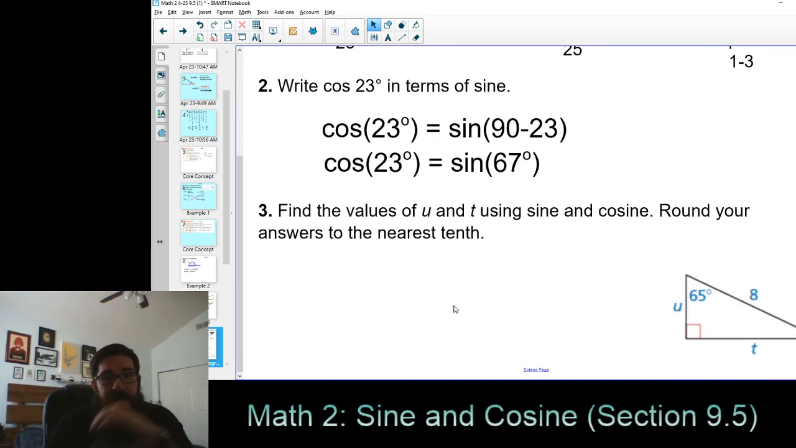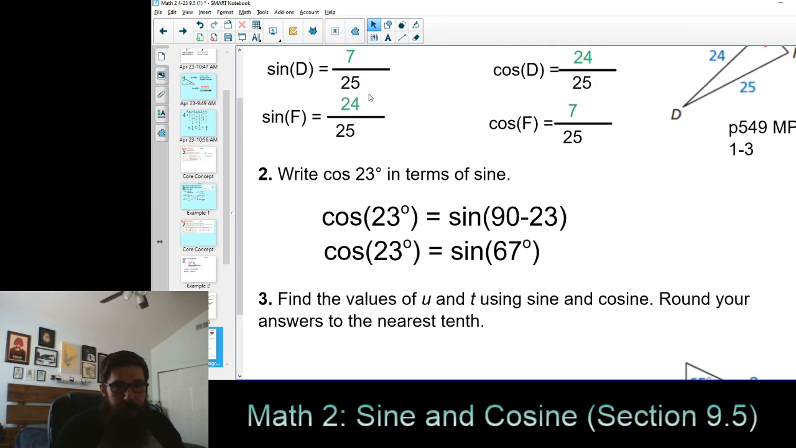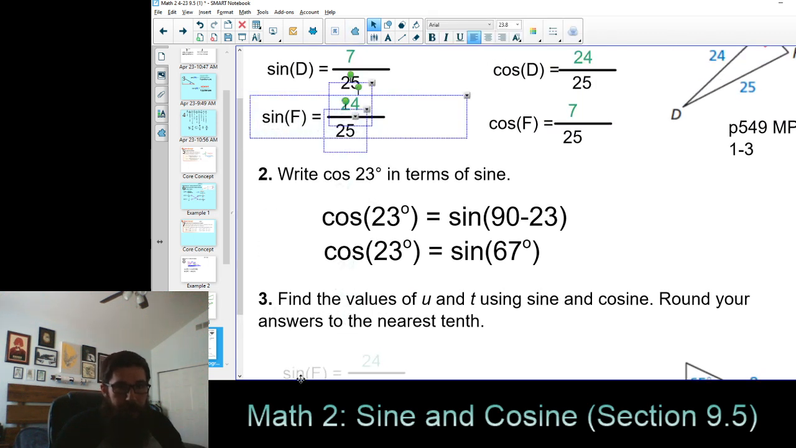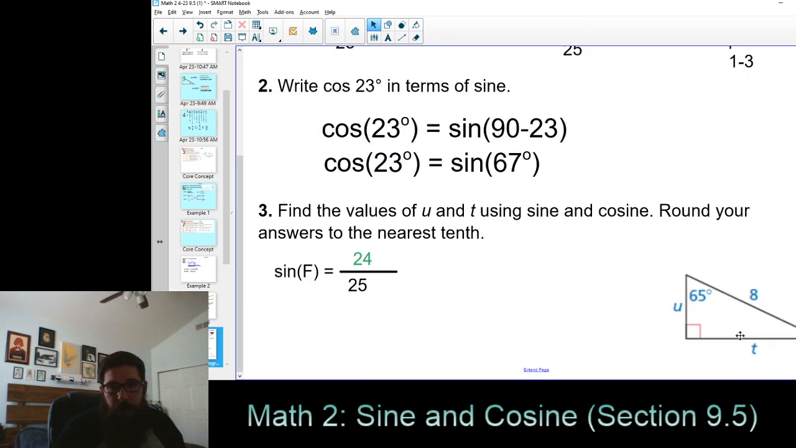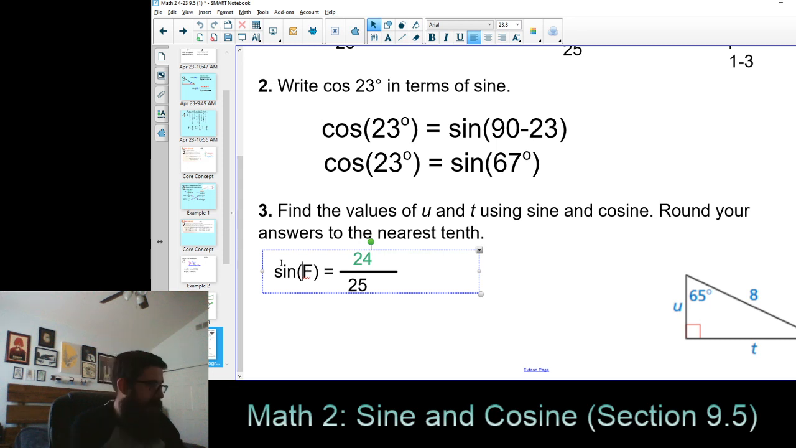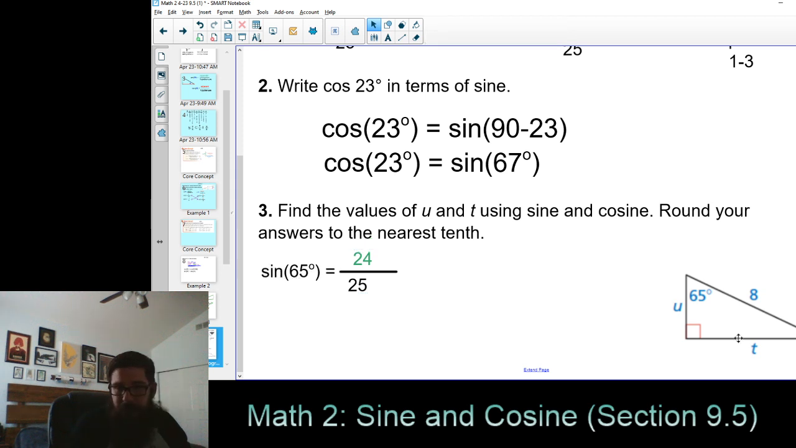All right, third problem, find the values of u and t using sine and cosine from this triangle. Let's drag one of these down. Let's start off by finding t. In this case, t is opposite of the 65, so I'm going to keep using sine here. Sine of 65 is going to be my opposite side, t, divided by 8, since my hypotenuse is 8.